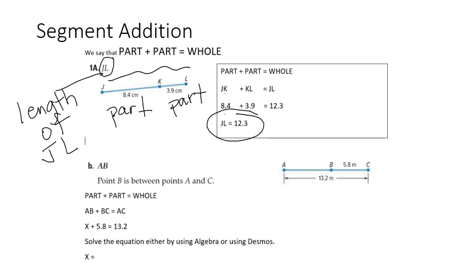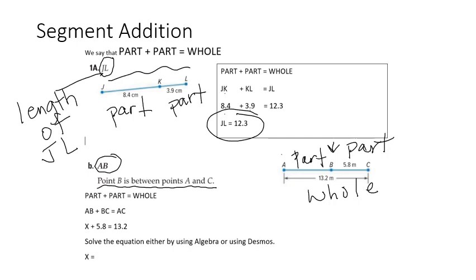Looking at example B, we want to know the length of AB. And point B is between points A and C. You can see B here is in between the two endpoints. Now here we have a part and we have a whole and we're missing another part. The part AB is what we want. So we have to set up our part plus part equals whole again. We say that AB, that part, plus BC, that part, equals the whole, AC.